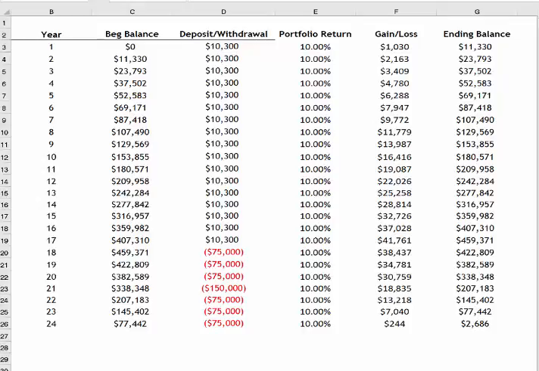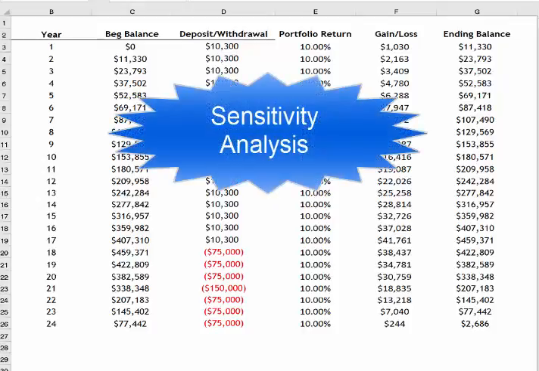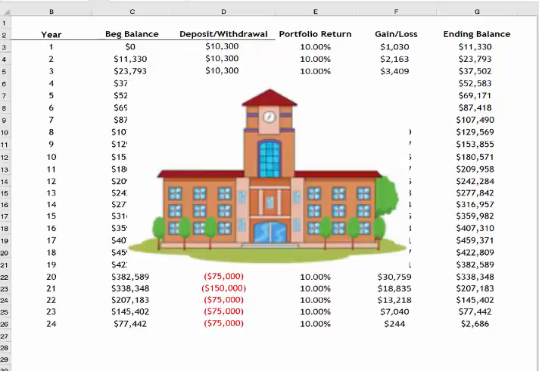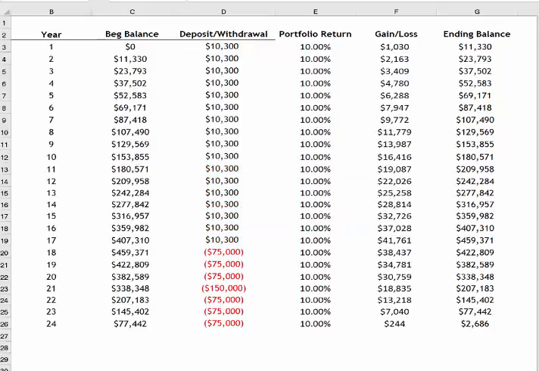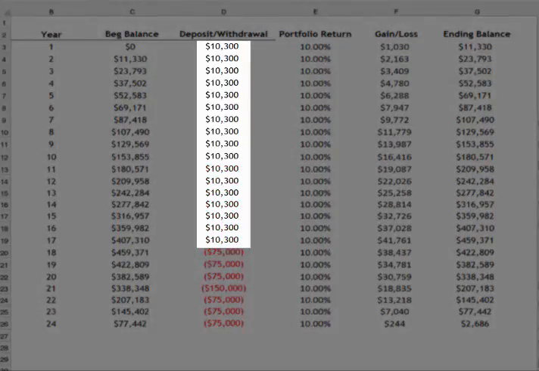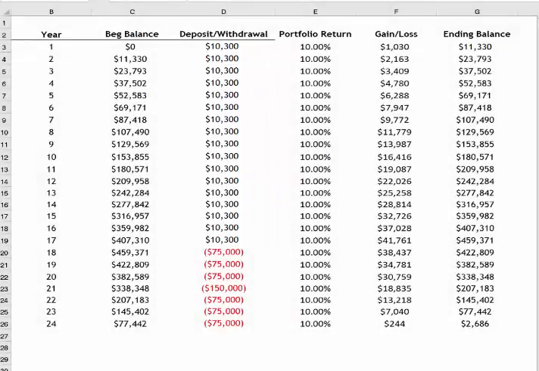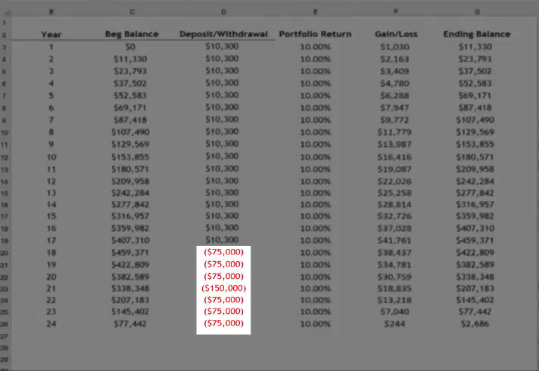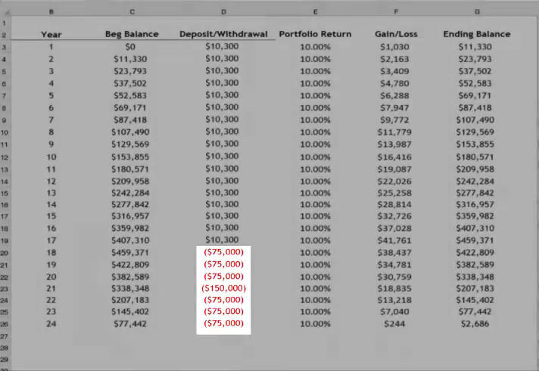To this video where we will perform a sensitivity analysis on our model to see which parameter most affects the ending value in the account in cell G26. Recall our example used in the first video, which is a simple amortization table modeling a college savings account. Remember, we used a static deposit of $10,300 for years 1 through 17 before we start withdrawing the funds starting in year 18 when the oldest child goes to college.